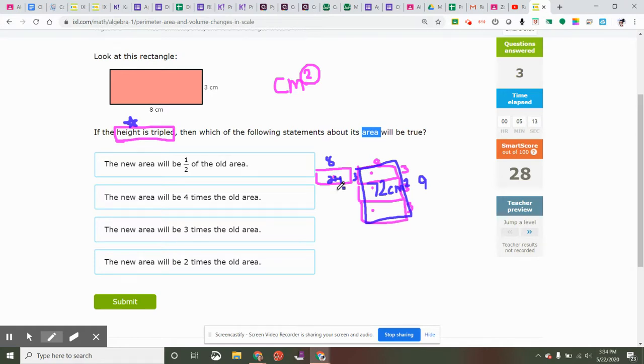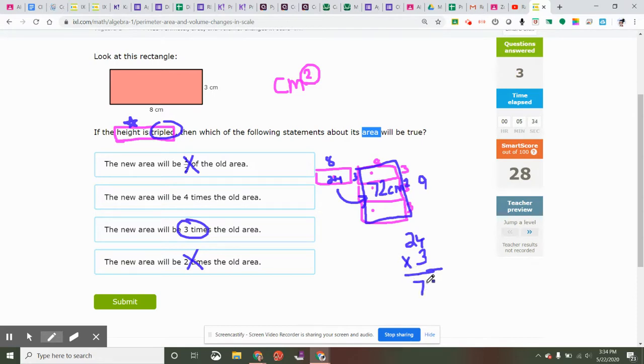And so I have to think to myself, what do I multiply by 24 to get 72? Well, I know it's not half. That doesn't make sense. 24 times 2 is 48. And I have a feeling it's going to be 3 times because this was tripled, but I'm going to double check it. 24 times 3 is in fact 72.